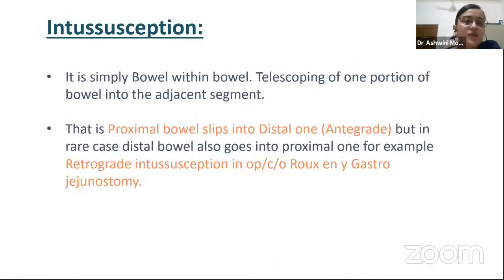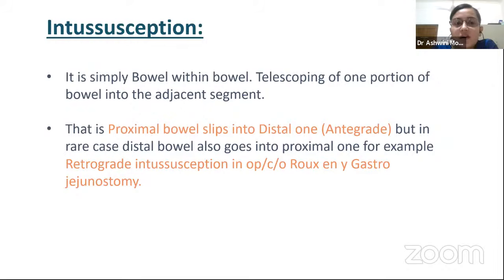After that, intussusception. In 1 to 3 year old children, and even in adults and old patients, we are sometimes able to see this intussusception. What is intussusception? It is simply bowel within bowel, telescoping of one portion of bowel into the adjacent segment. That is, the proximal bowel slips into the distal one, antegrade. But in rare cases, that is the retrograde intussusception seen in the operated case of Roux-en-Y gastrojejunostomy.